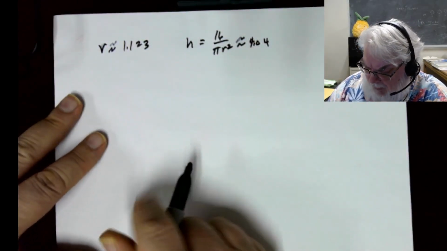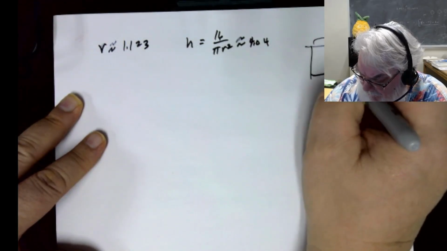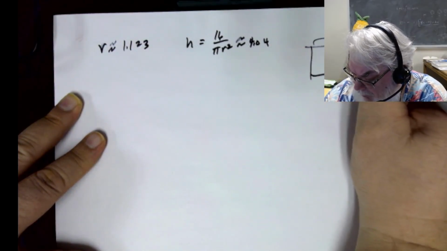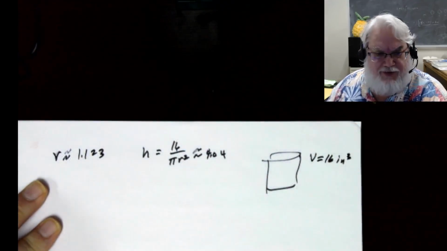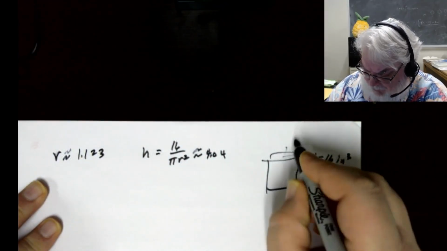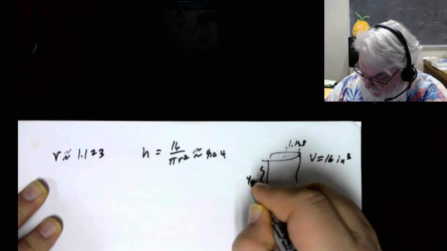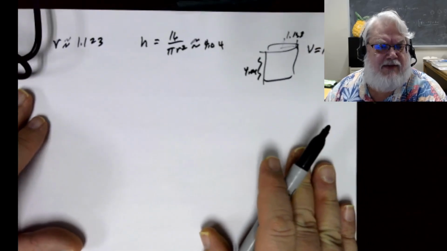Okay, and so using that r and that h, we get that the can has, of course, volume 16 cubic inches. Radius is 1.123. Height is 4.04. And the cost is, let's see if I can move that over.